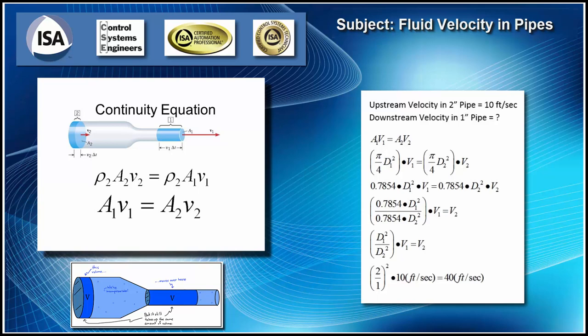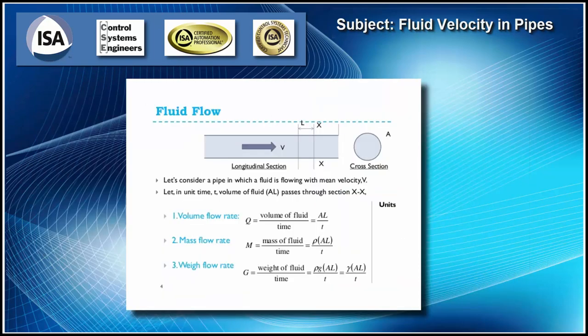So the 1-inch pipe, the velocity will increase to 40 feet a second. So on the exam, you may have a question where you have so many gallons a minute or so many standard cubic feet a minute flowing through a pipe at a velocity in feet per second. What size is the pipe?